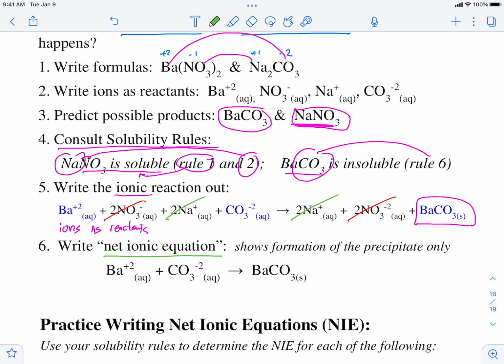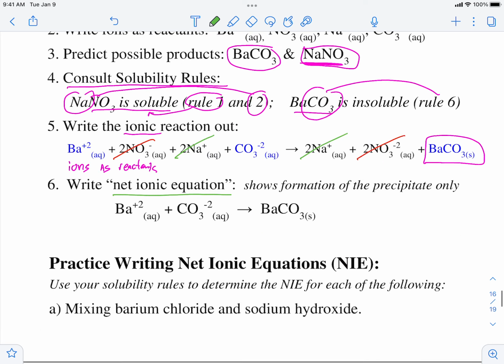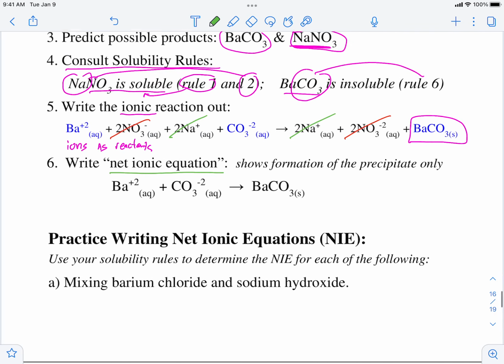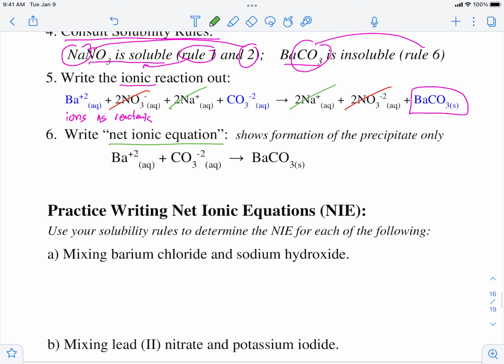The ions that did not solidify are basically ignored. They are left out. The only ions that you use are the ones that ended up in the solid. Okay, that's our end goal here, to be able to do that. So let's follow the same set of steps, see if we can come up with a couple of these.